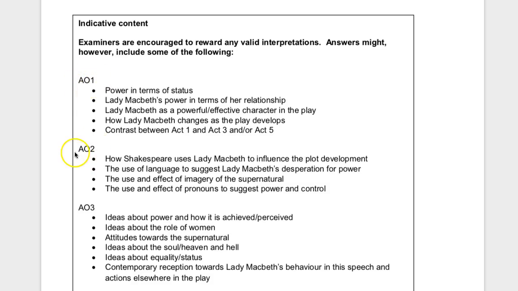If we go to AO2, we start looking at language. The examiner wants you to write about plot development, and that will be true whatever the question is every single year. We're always going to be able to write about imagery of the supernatural in Macbeth. That will link to every single character. They're all influenced by the supernatural.